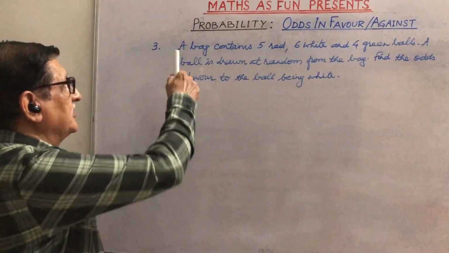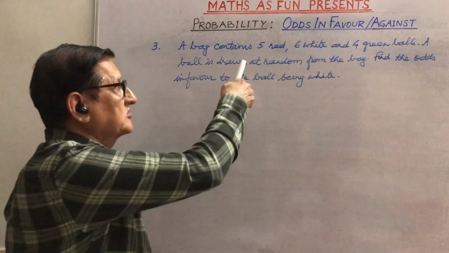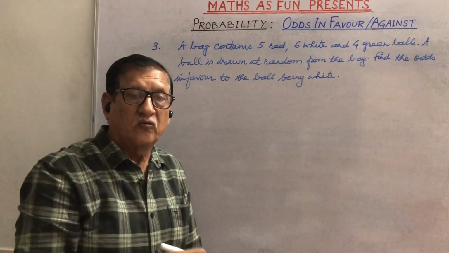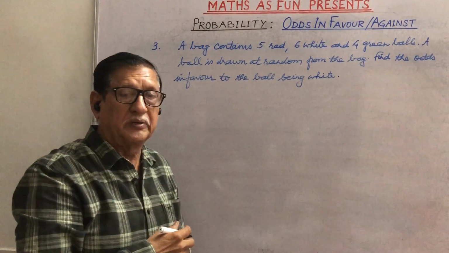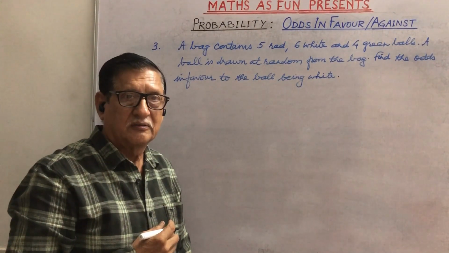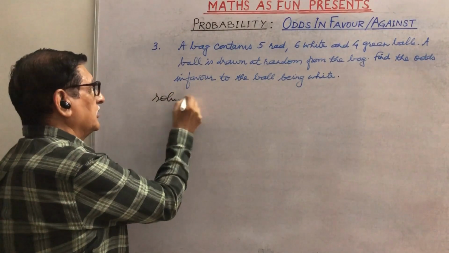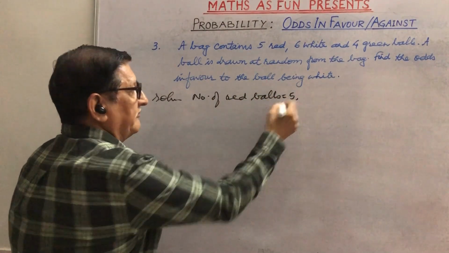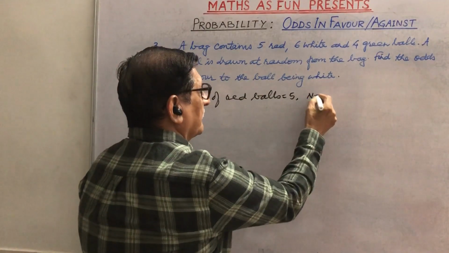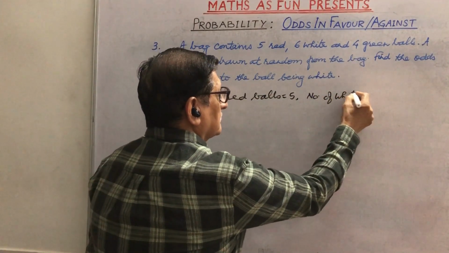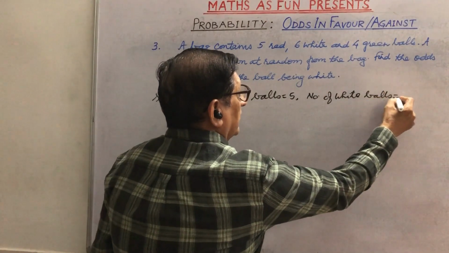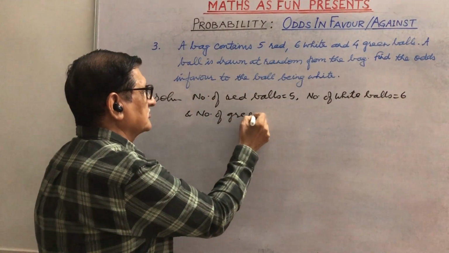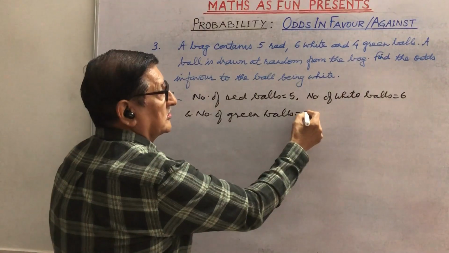The next problem we have is, a bag contains 5 red, 6 white and 4 green balls. A ball is drawn at random from the bag. Find the odds in favor of the ball being white. See, we have been given here the number of red balls is 5, number of white balls is 6 and number of green balls is 4.